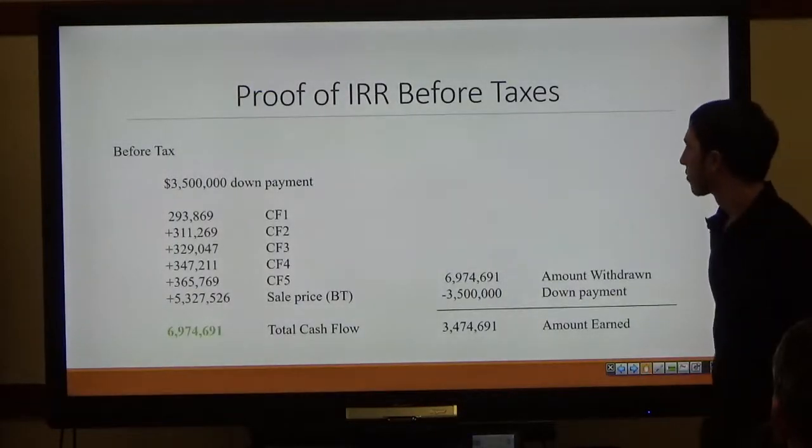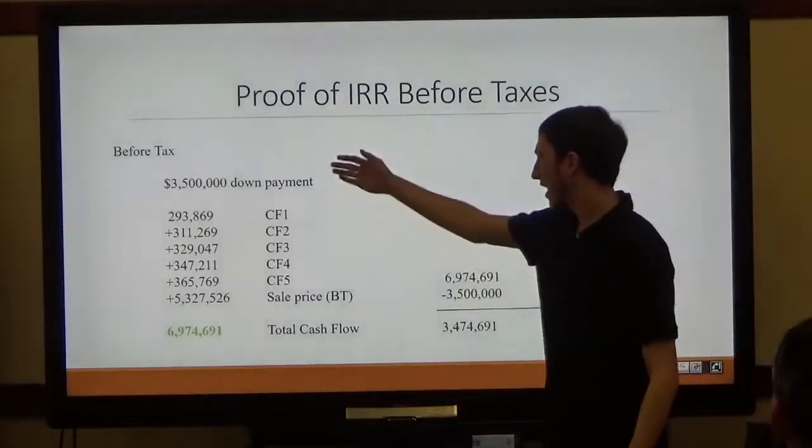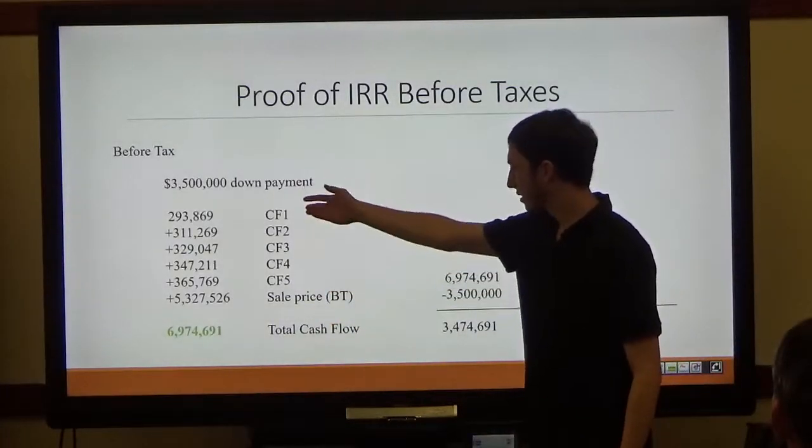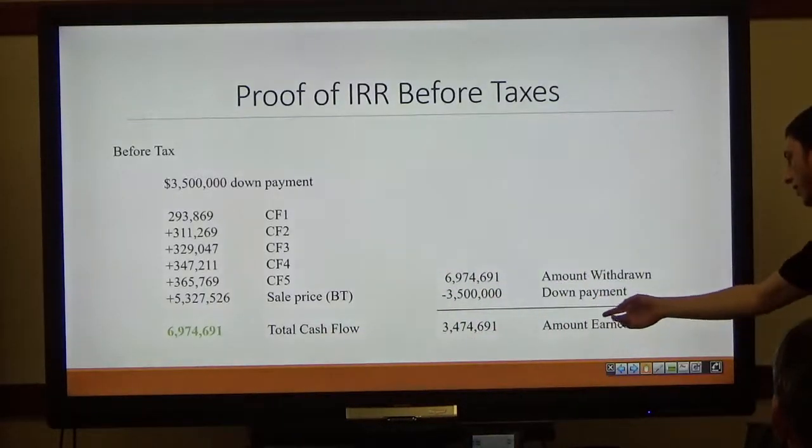And this is the proof of the IRR. Basically pretty simple stuff, just cash flow, add it all, minus your 3.5 million, and you get your total cash flow, minus the down payment, and that's your amount earned.